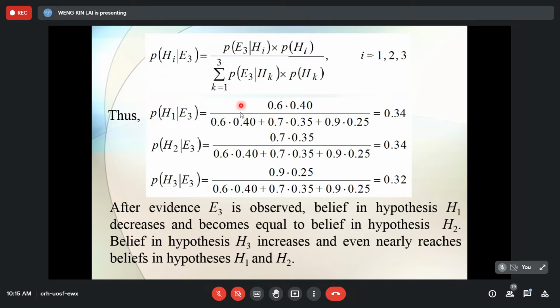Now, all this value, if you expand this, it will be E3 given H1 multiplied by the prior probability of H1, divided by E3 given that H1 is true, E3 given that H2 being true, and finally E3 given H3 and E3 being true. Let's go back to the previous table, right?